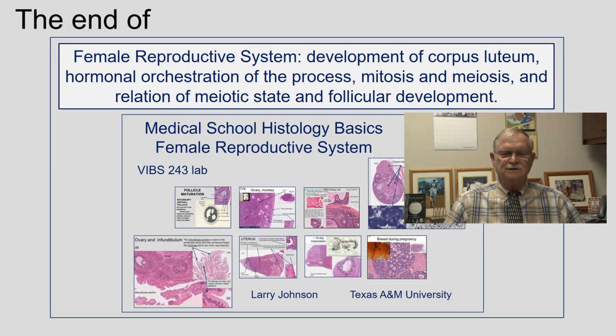So this is the end of the female reproductive system, this part, that is the development of the corpus luteum, hormonal orchestration of the process, mitosis and meiosis, and the relationship of meiosis to follicular development.